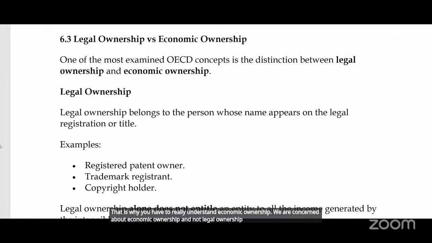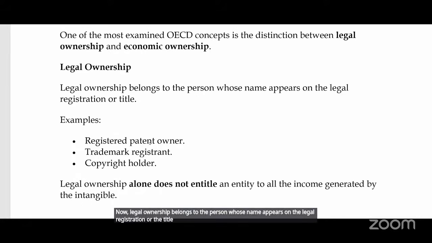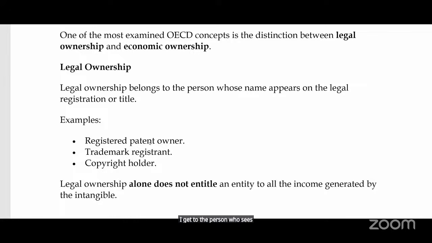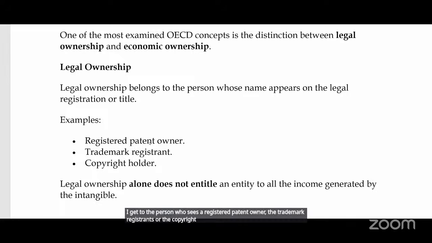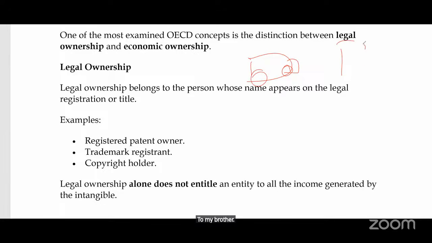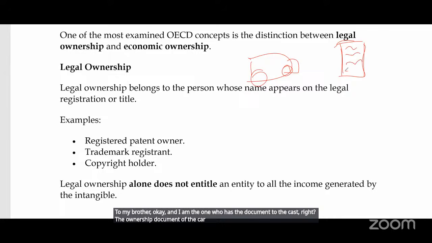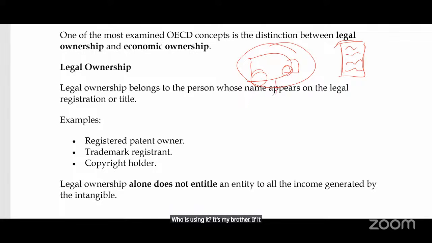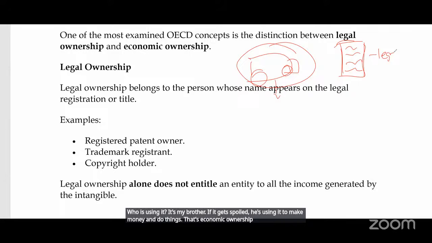Is that clear? So let's understand it. Legal ownership belongs to the person whose name appears on the legal registration or the title, on the face of that franchise, or on the face of shares that are bought. The registered patent owner, the trademark registrant, or the copyright holder. But he's not the actual person benefiting from the risks and rewards of ownership. If I give a distribution van to my brother, and I am the one who has the ownership document of the car, at the end of the day, who is using it? It's my brother. If it gets spoiled, he's using it to make money. That's economic ownership. The legal ownership is what?